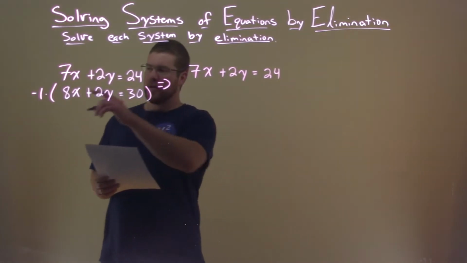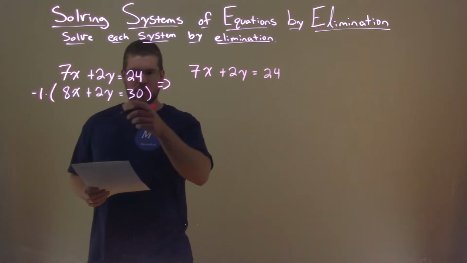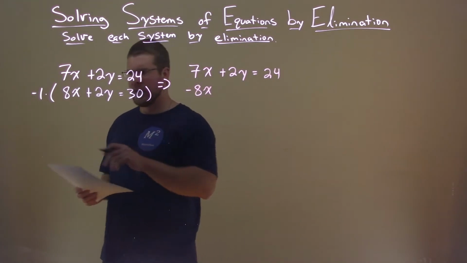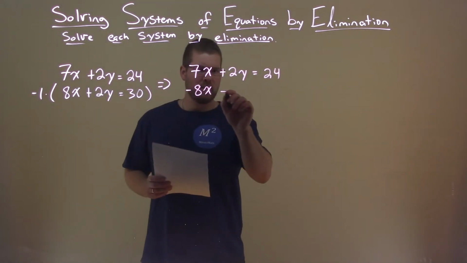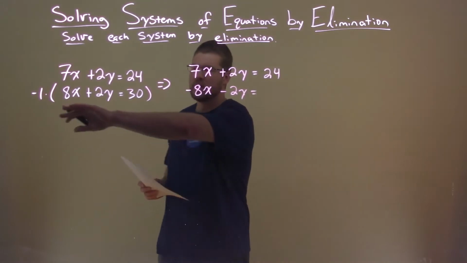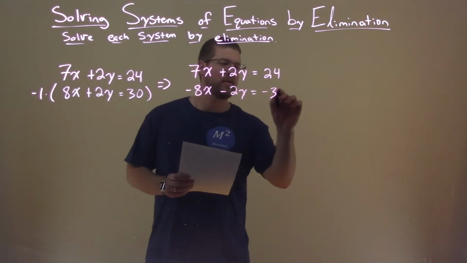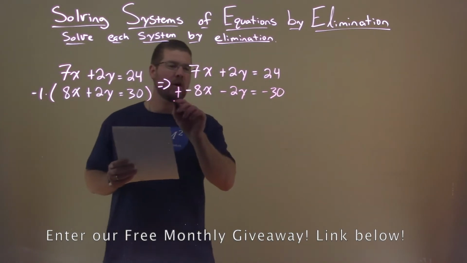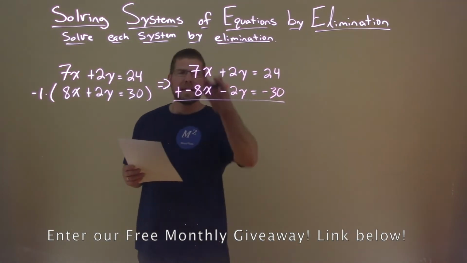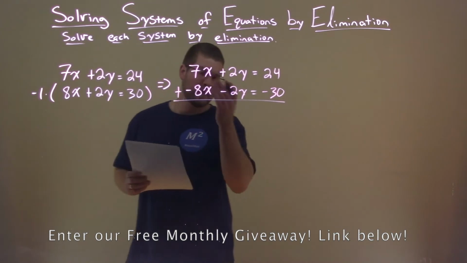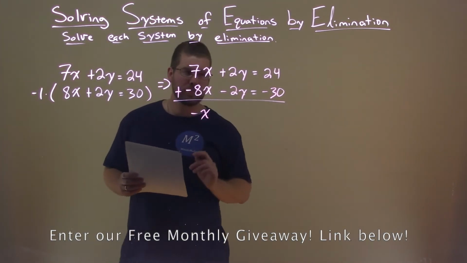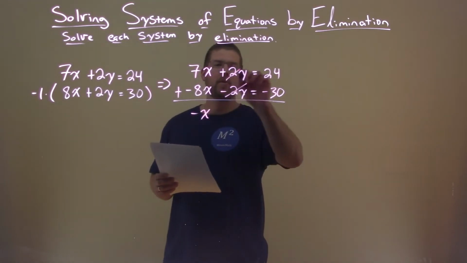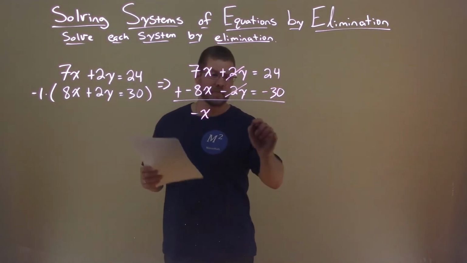In the second equation, distribute the negative 1 to all parts. Negative 1 times 8x, negative 8x. Negative 1 times 2y is a minus 2y. And negative 1 times 30 is a minus 30. Alright, so now we're going to add the two equations, and our goal will be revealed. 7x plus a negative 8x is a negative 1x. 2y plus a negative 2y is just 0. The y's are eliminated. Got it.